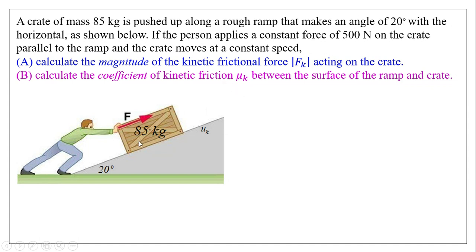Alright, so here's the diagram. The mass of the crate is given as 85 kilograms. The person is pushing with a force of 500 newtons, which is parallel to the surface of the ramp. The angle here is 20 degrees, and here's mu k, which is unknown.